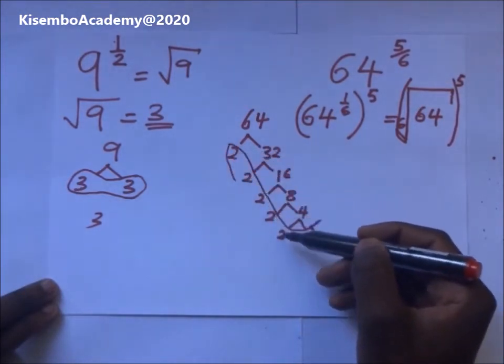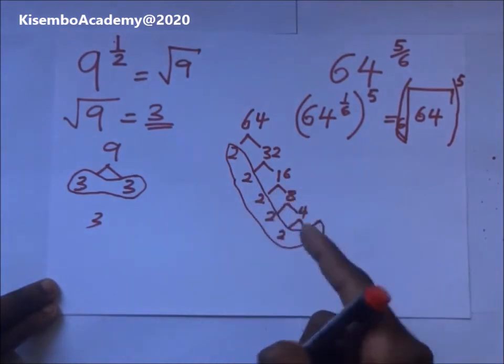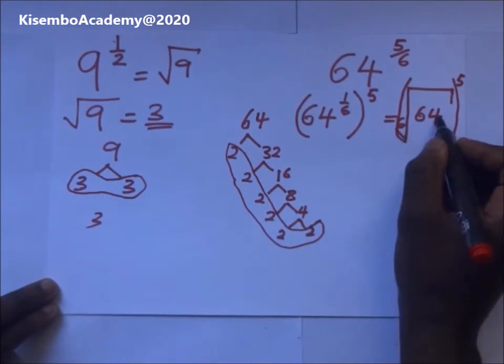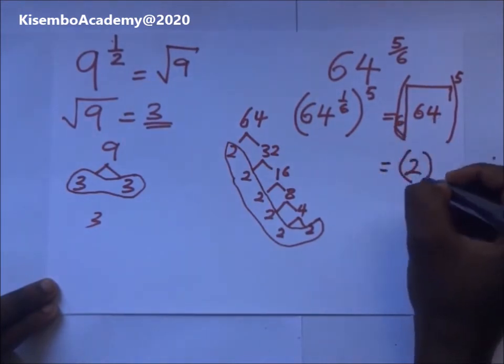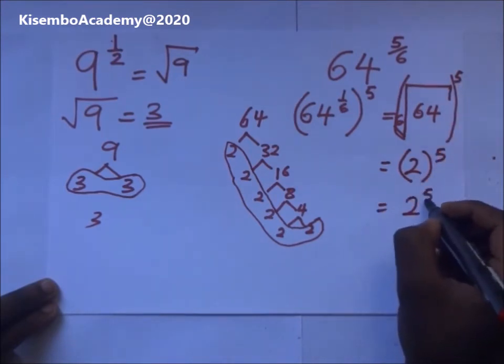1, 2, 3, 4, 5, 6. So if this is one group of 6, you choose one number from that group, and it is 2, 1. So it means that the 6th root of 64 is 2. So it's going to be 2 and to the power 5. So the answer is 2 to the power 5.